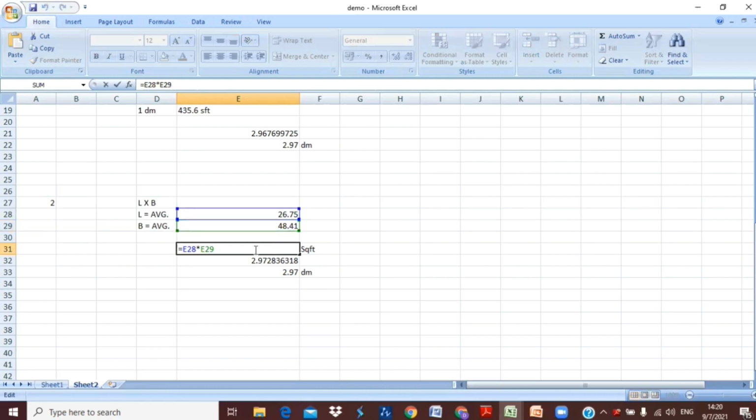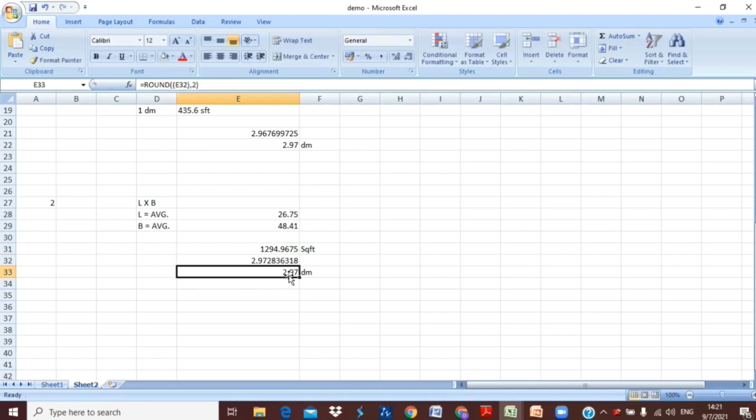next I will simply find the area. We all know how to find the area of a rectangle: just length into breadth. So I have done length into breadth here. The next step is to convert it into decimal. This is in square feet, and we will divide this value by 435.6 and we will get the value in decimal. If you round this value, you will get 2.97 decimal.